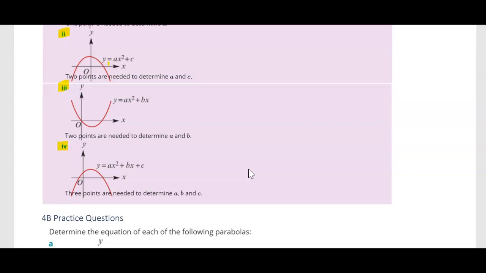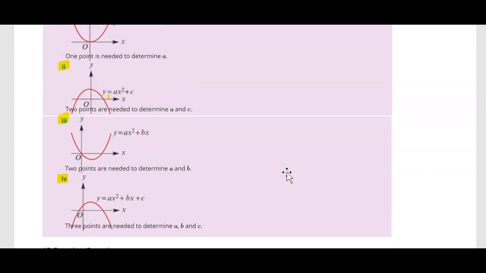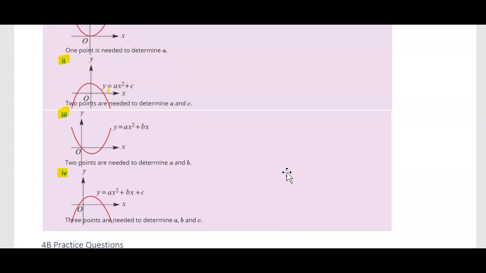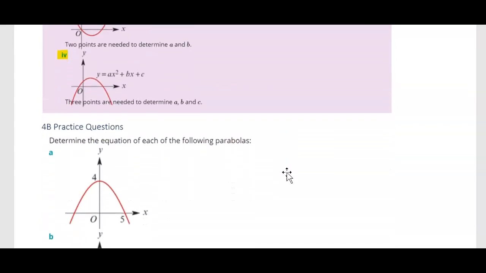You can use any form of parabola. These are in polynomial form, or expanded form, but you could use turning point form, you could use factorized form. It just depends what information you're given. If you're given the x-intercepts, you could use factorized form. If you're given the turning point, you can use turning point form. So that summary is just showing 4 different possibilities, but there are others. We'll look at them when we go through the questions.